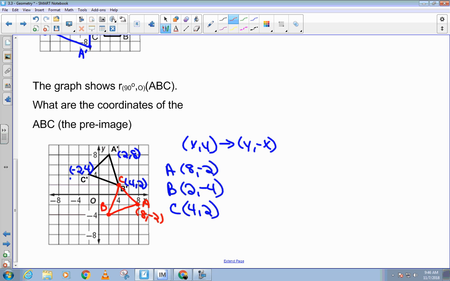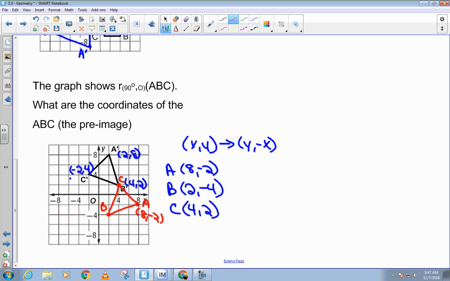Do you understand what a pre-image and what the image is? A pre-image is what you start out with. The image is what you end up with, right? The black is what I ended up with. I had to come up with the red, which is a pre-image. So from red to black, it was a 90 degrees counterclockwise rotation. And the rule for that is you change the Y and they switch, right?